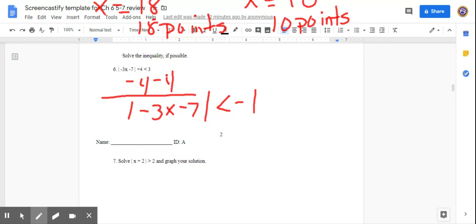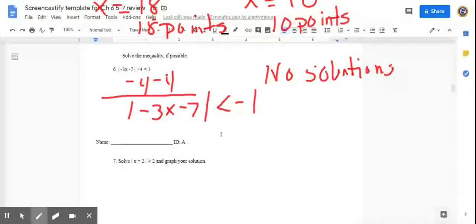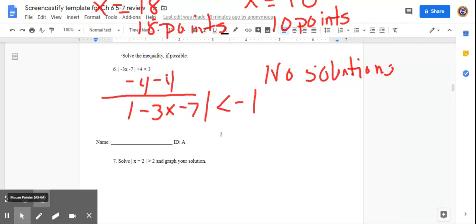So what's the answer to this? No solution. There are no numbers that when you put them in for x in this inequality are going to make that a true statement. There are none. Okay? Can't have a negative distance. Number 7.